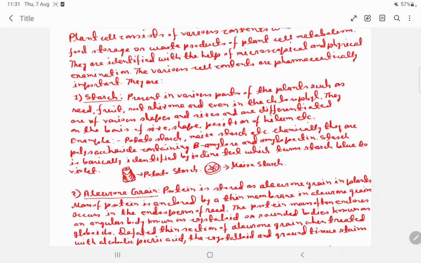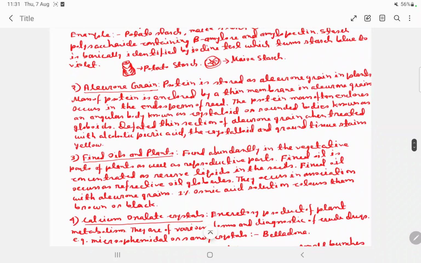So this is potato starch. The hilum is eccentric, not in the center. In maize starch, the hilum is in the center. So this is the difference between the two starches, potato starch and maize starch.